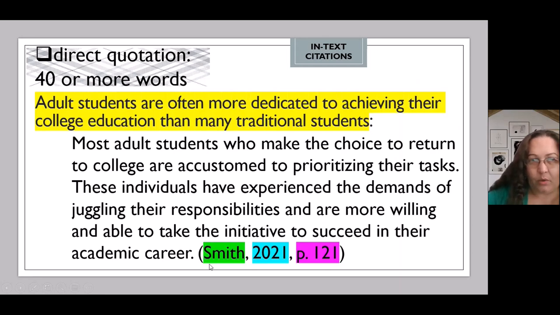Then in parentheses, we're going to give credit to the source: last name of the author, comma, year of publication, comma, page number, close parentheses. And pay attention, there is no period after that, because the period goes where the sentence has ended. The sentence of my quote has ended. So if we do not enter quotation marks because this is a long quote of 40 or more words, there will be no period after we close parentheses.